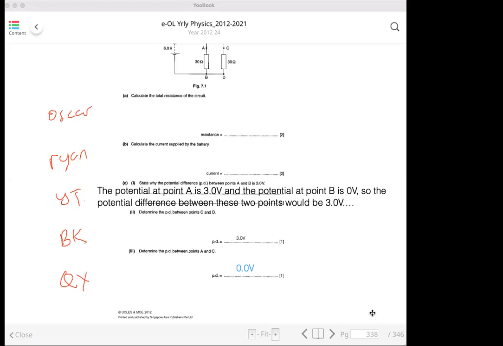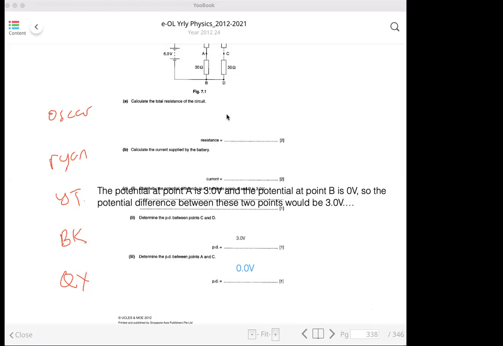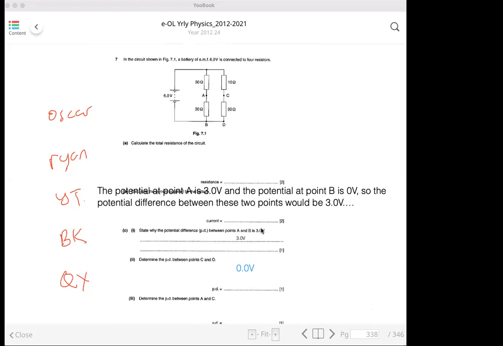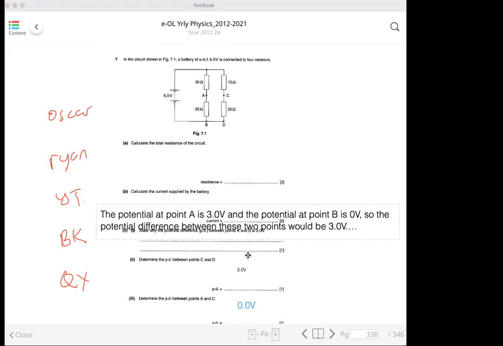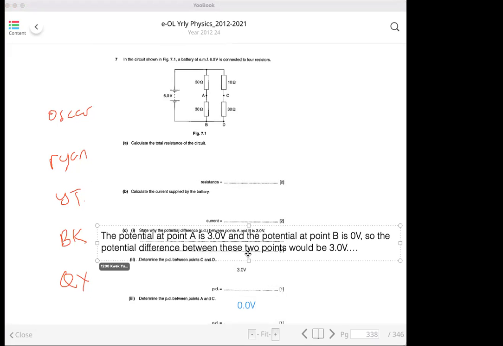Okay, Oscar and Ryan, are you doing the question on the screen? Okay, I just realized that my screen went up. Okay, Ryan, please try.